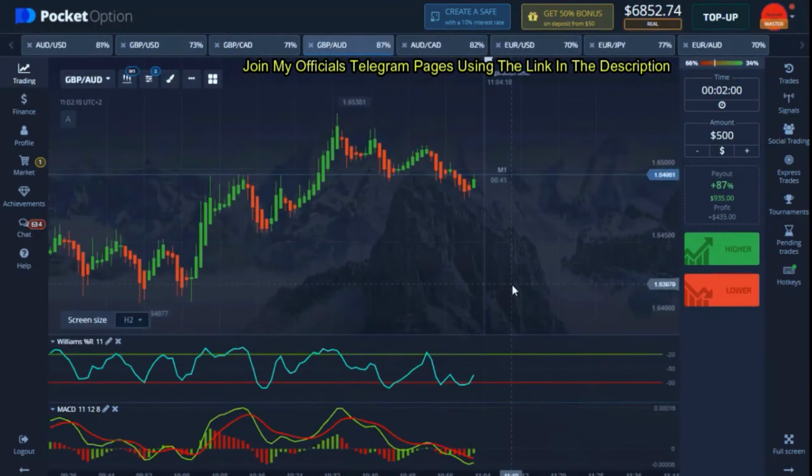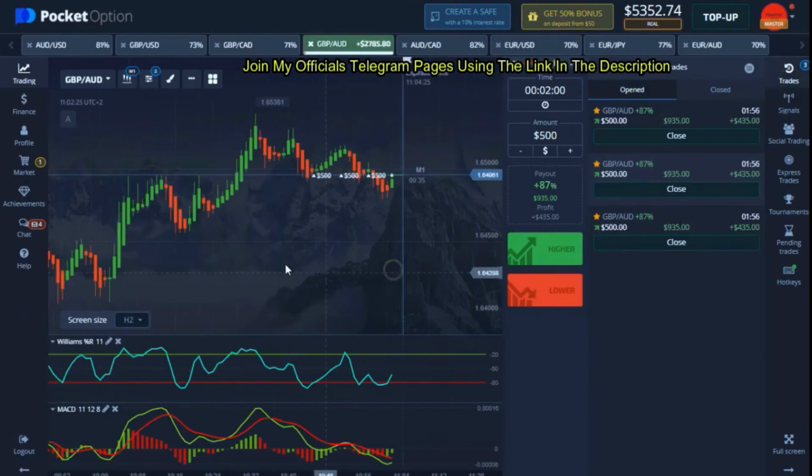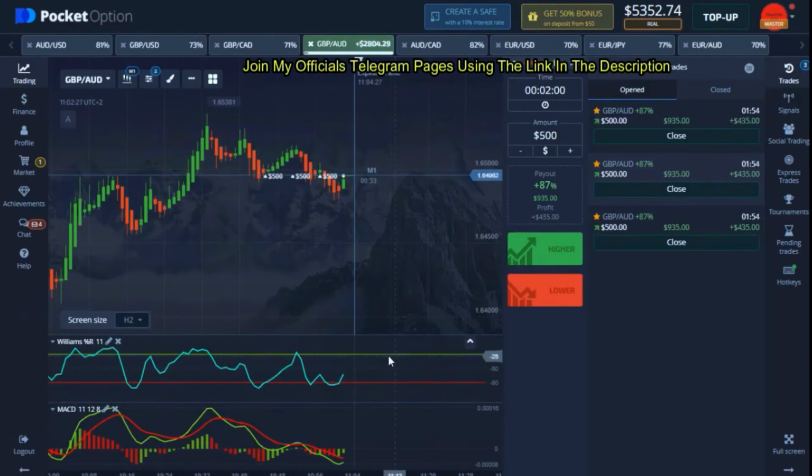Okay, guys, I found a good moment here for an up trade. Let me place a trade on that. So over here, the reason why I actually entered this trade is the fact that we have a very strong moment with our Williams. As you can see over here, the Williams actually went down right here. I'm talking about the Williams middle line here, which went down right here into the very strong oversold position.